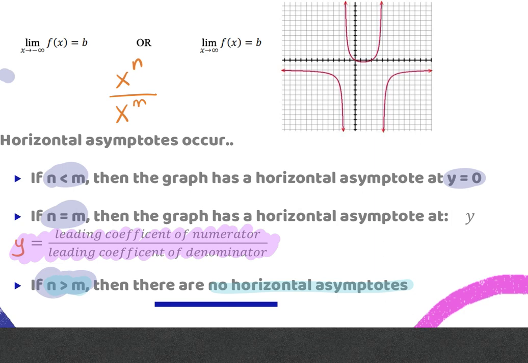Yep. It could be slant if it's one more. And that's in tomorrow's notes. But yes, if the numerator is one more than the bottom, there's a slant asymptote. But there might be neither. And n is what? The highest exponent in the numerator. And m is the highest exponent in the denominator.